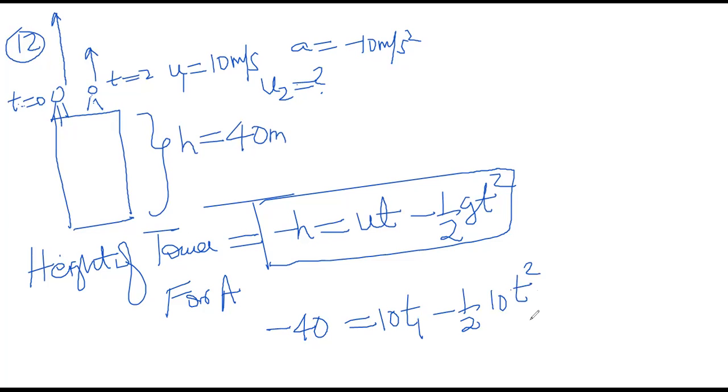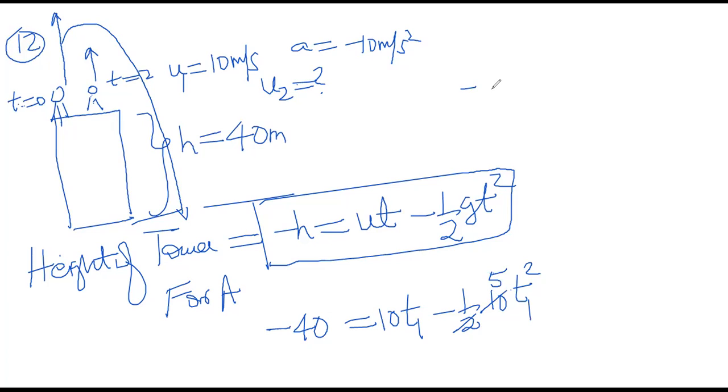So T1, it takes T1 seconds for the body to reach the ground. Is it understood? What is this T1? Total time for the body to reach the ground. Solve this equation. You will get some answer for T. It's a quadratic equation. Solve it.